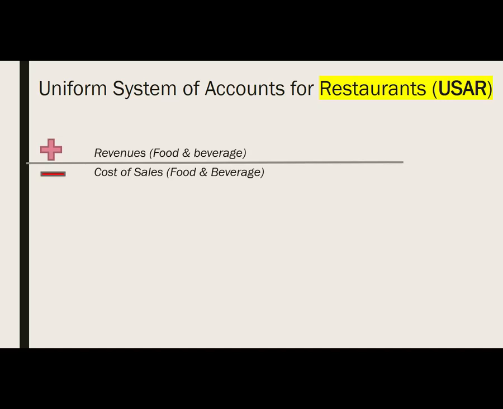It would then be minus the cost of sales. Cost of sales is the cost of receiving these revenues, the immediate cost. So that would be your food costs and your beverage costs. Those are directly related to these revenues. You had to buy food to then make food. Same thing with the beverage. So we'd go revenues minus your cost of sales. That would be the very next thing in line on the USAR income statement.